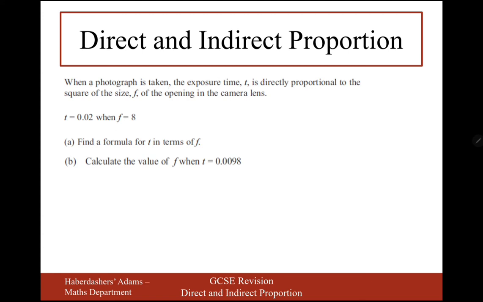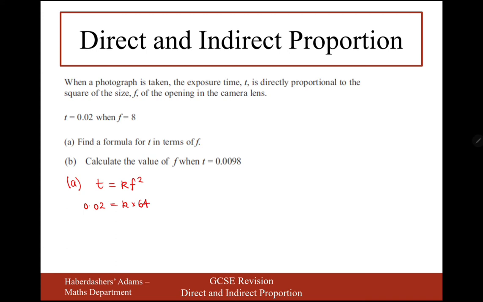When a photograph is taken, the exposure time T, so T is the first letter that's mentioned, is directly proportional to the square, so that would be scale factor times F squared of the opening in the lens. Okay, let's now work out what this scale factor is. So 0.02 equals K times 64, for 8 squared.